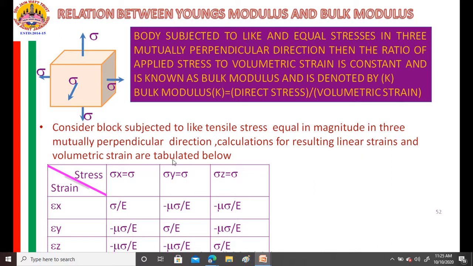Like that, if you are going for the stress in y direction, that is sigma y equal to sigma, this sigma y is accompanied by the same kind of strain in y direction, that is sigma by E, and opposite kind of strain in all other directions, x and y minus mu into sigma by E, z and y minus mu into sigma by E. Like that, you are going for sigma z equal to sigma and you are calculating the strain.